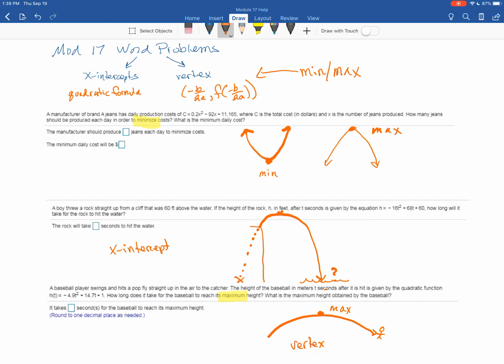If they had asked me something like how long until this ball hit the ground, then that would be an x-intercept type of question. So focus on the fact that it's going to be one of those two types of questions, and then look for the keywords. Look for maximum or minimum. Those are your vertex questions. When they're asking you like how long until it finally hits the ground or something like that, that's going to be an x-intercept question.